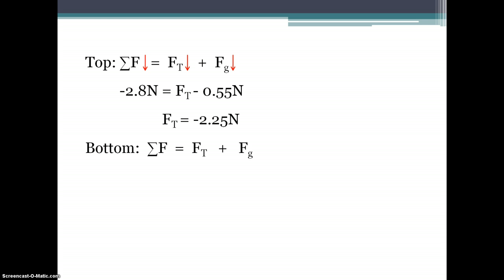So now I look at the bottom. I have the same numbers. The only thing that's different is the direction. So in this case, my net force and my tension are up while my gravity force is still down. So when I put the numbers in the equation, I put my net force as positive and my gravity force as negative. That's going to result in a different tension force. So I add over my 0.55 newtons there, and I get a tension force of 3.35 newtons. The sign comes out to be positive, which agrees with the idea that the tension force is up.